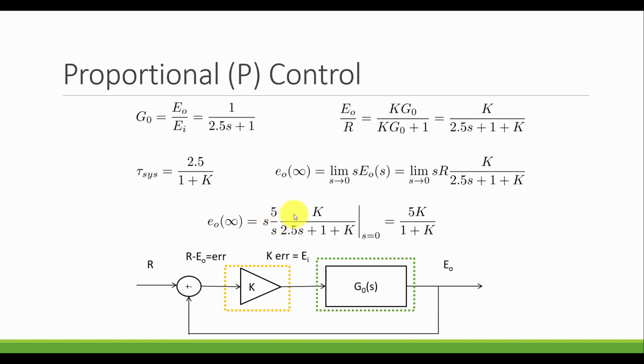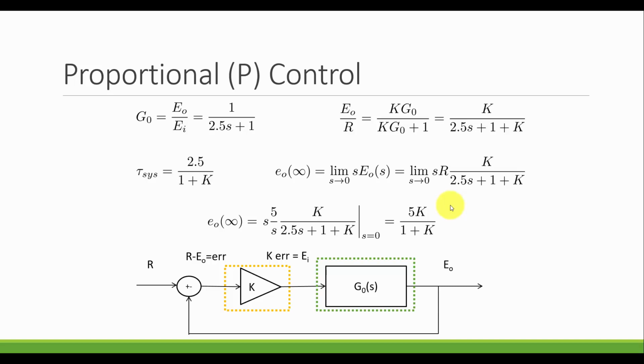So now I can evaluate my function when s goes to 0, or in this case, s equals 0. I don't have to do anything fancier with the limit. So I'm going to get 5K over, the 2.5s term is just 0, over 1 plus K. If we go through all the algebra, this is telling us that as time goes to infinity, the output voltage is going to be equal to 5K over 1 plus K. So we have a problem here, or we're going to see it's a problem, which is that the output voltage is dependent on the gain that I choose.